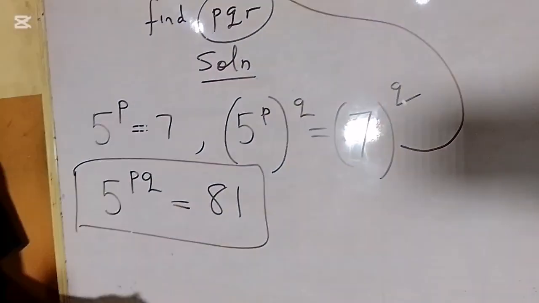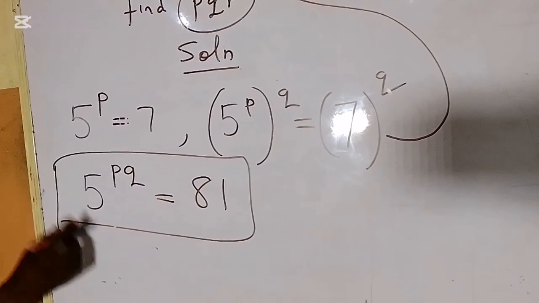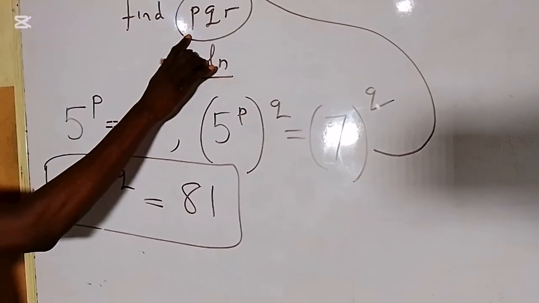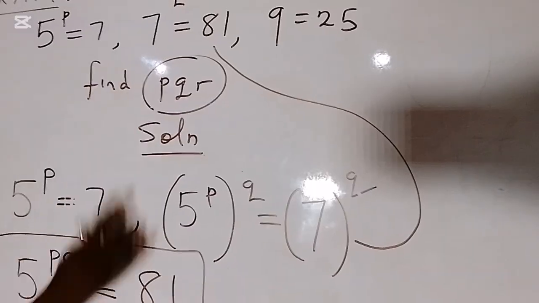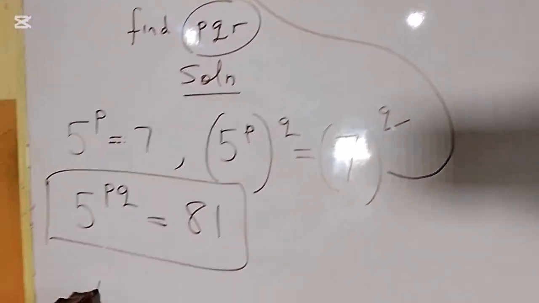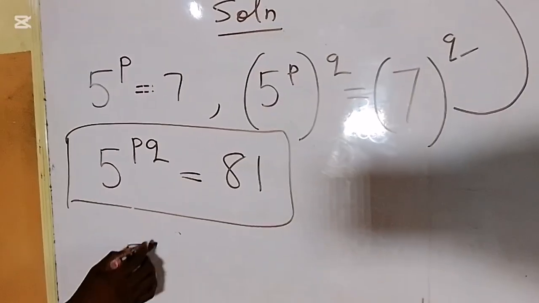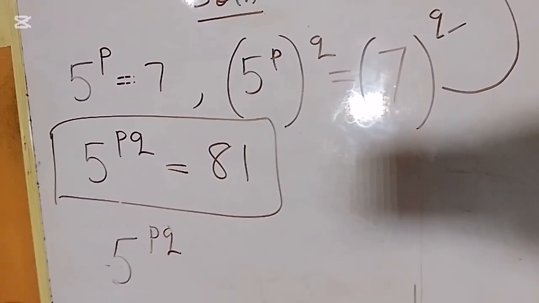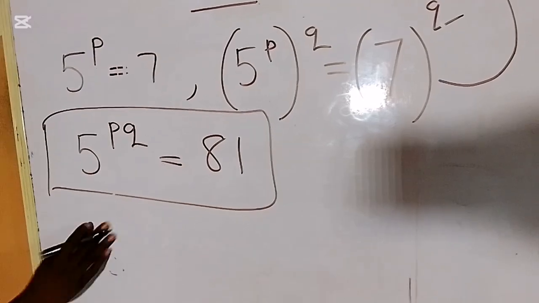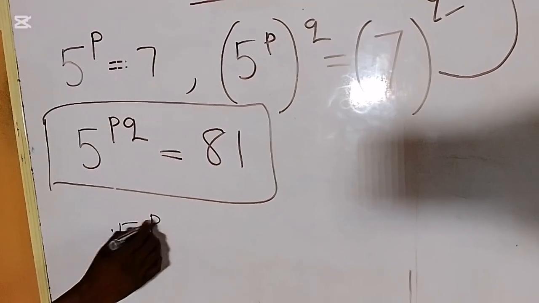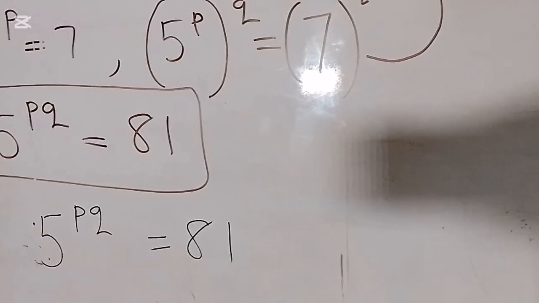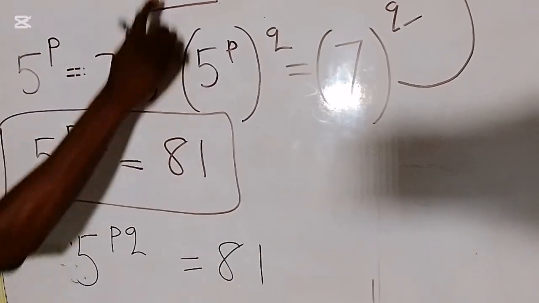So from here, what do I do again? Watch. Now, you will notice I have pq, right? But the question says find pq times r. That means r is missing here. So what do you think I'm going to do? I'm going to write 5 raised to the power of pq like this, which is equal to 81. Now, I have pq, but I'm looking for pqr.